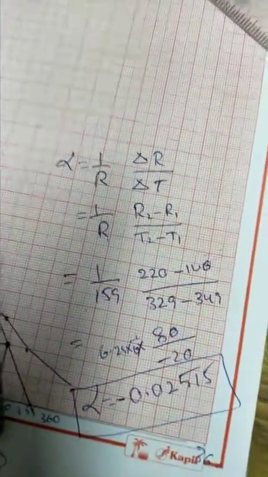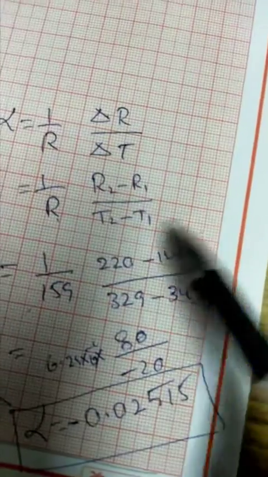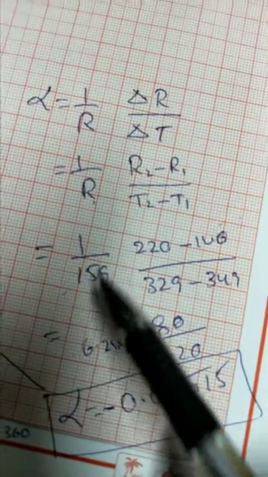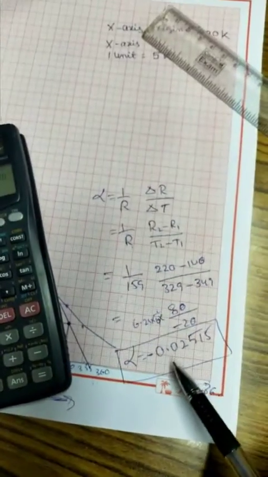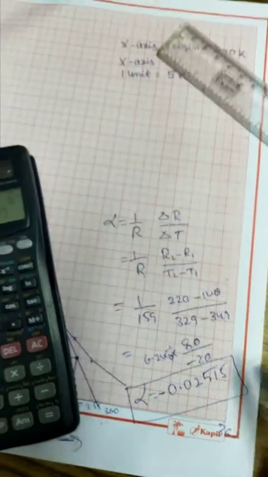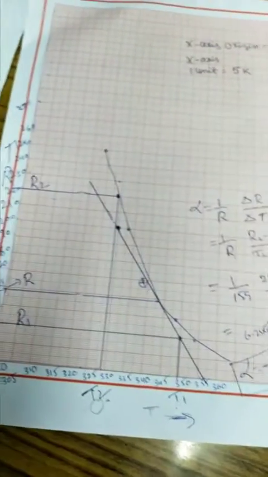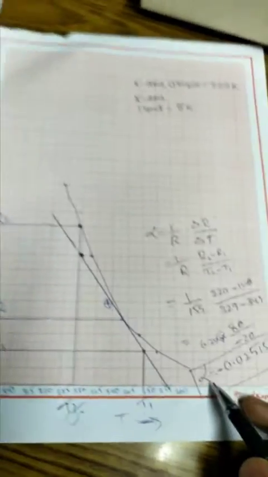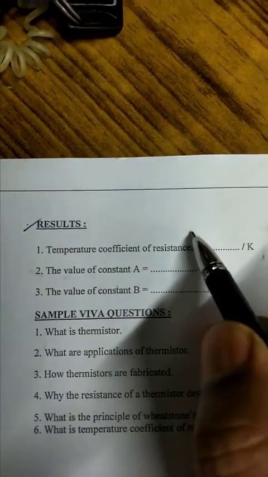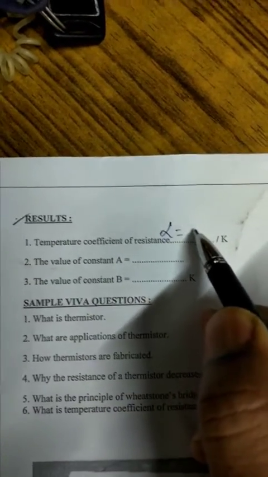I have calculated the value here. You will get 1 by 59. You will calculate it. Then you will get minus 0.02515. Okay. So the temperature coefficient is nothing but alpha. Alpha is calculated, and I have to place it in the result. So the coefficient of resistance alpha, how much did you get? 0.02515 per Kelvin I got.